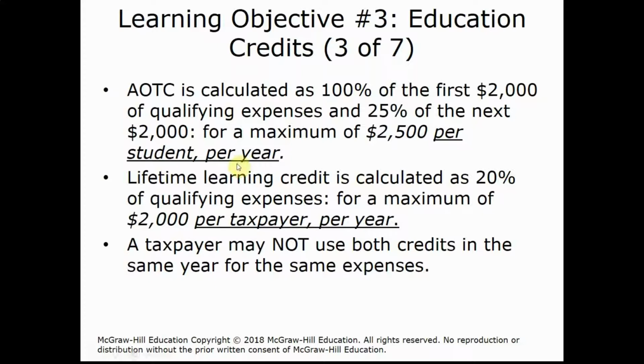So if there are several students, each student would potentially qualify for the maximum of $2,500 per student. The Lifetime Learning Credit, as I said, is not quite as generous. It's only 20% of the qualifying expenses for a maximum of $2,000, but this is per taxpayer per year. That's a little bit different than per student per year, because you could have several students and they would all qualify for the $2,500. Per taxpayer means that even if you had several students taking the Lifetime Learning Credit, only the maximum of $2,000 total would be allowed.